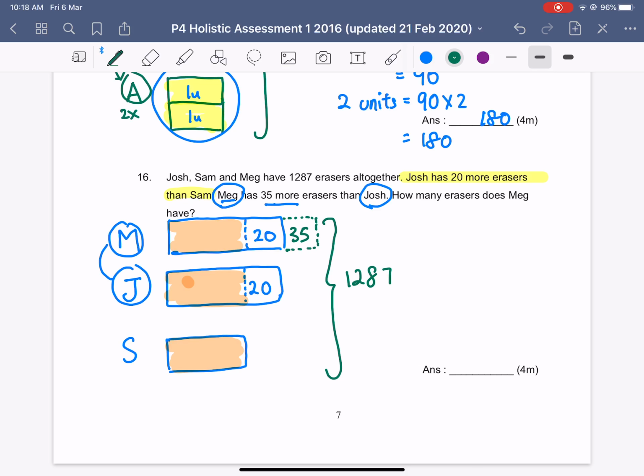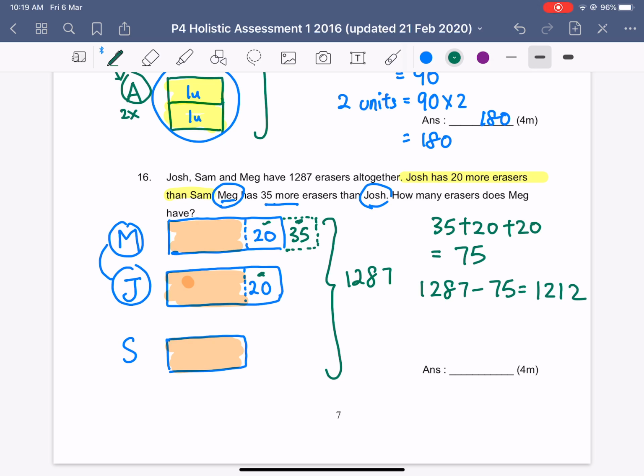1,287. Okay, now there lies in the same set that we're going to do. We are going to take the total. We are going to minus away all the parts that are not equal. So that's one way you can do it. Or most of you actually did this way. You try to find out where all the extra parts are first. Can you see all the extra parts? 20, 20, 35. So I try to find out all the total parts first, which gives me 75. Then I take the total minus away those extras, which gives me this number.